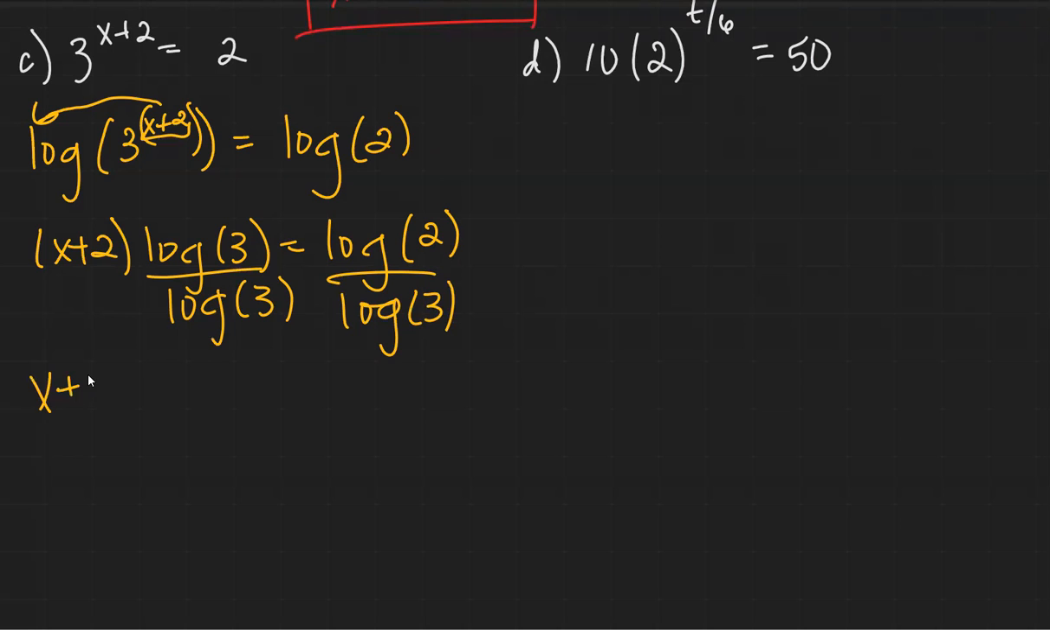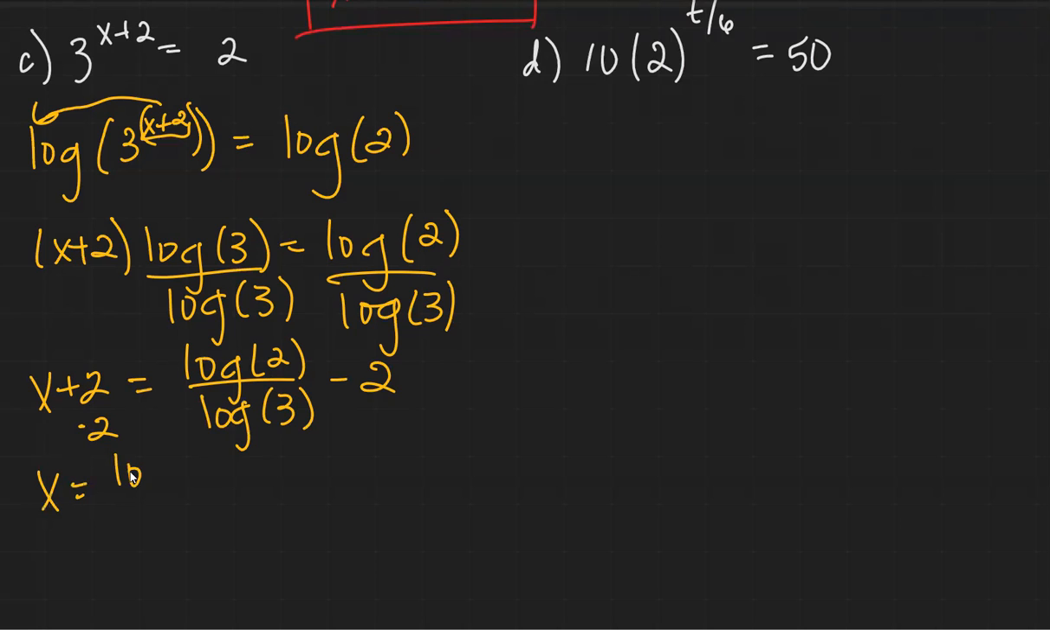I get x plus 2 is equal to log of 2 over log of 3. I want to solve for x, so all I got to do is subtract 2. So minus 2 at the end. Okay, so first put log of 2 divided by log of 3 into your calculator. Then whatever you get from that, minus 2.